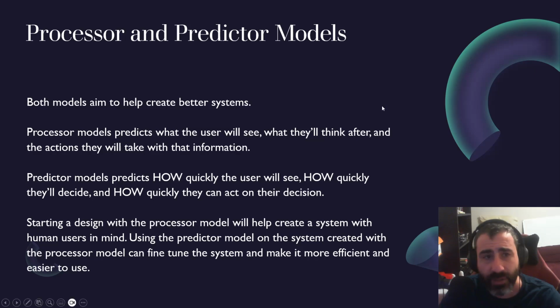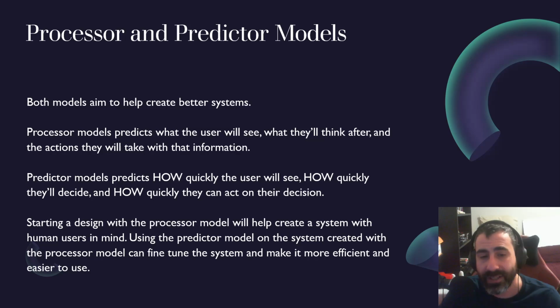So they have some things in common, the processor and predictor models. The processor model will try to predict what the user will see, what they'll think after they see that, and then what action they'll take. The predictor model shows how quickly they will see that, how quickly they'll make that decision, and how quickly they can act on that decision.